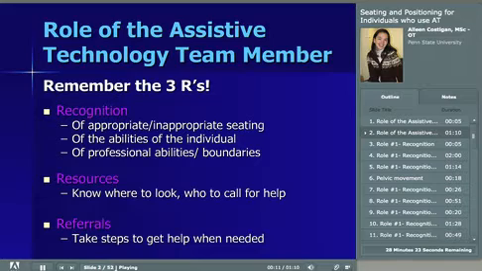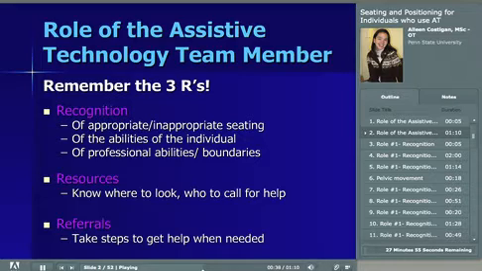One must first be able to recognize appropriate and inappropriate seating, so an understanding of the basics is required. One must also recognize the abilities of the individual who uses assistive technology. Thus, there is a need to be well acquainted with all aspects of the individual, not just learning or language abilities. And one must recognize their own professional boundaries and competencies to ensure safe, effective service provision.